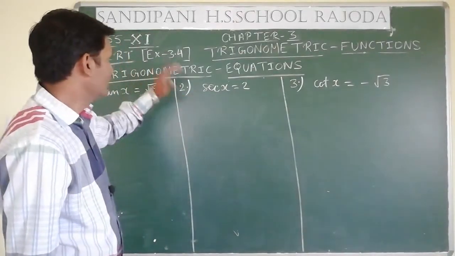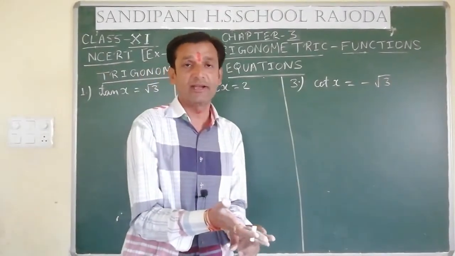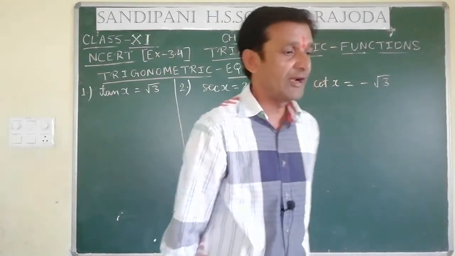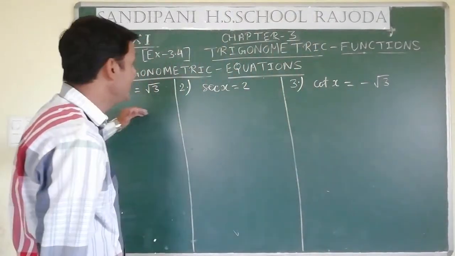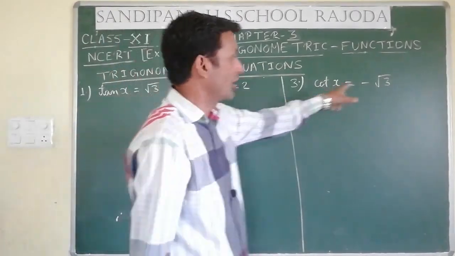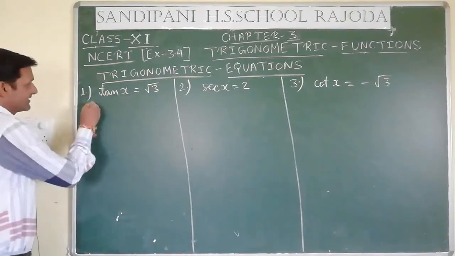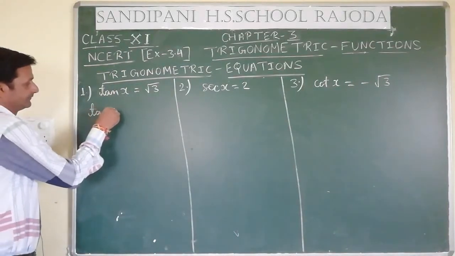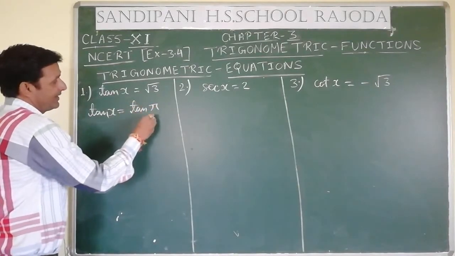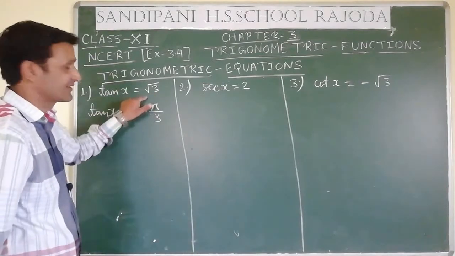See, now in exercise 3.4, as I have told you, principal values and general values, or principal solutions and general solutions. Here we have to find the principal and general solution of these three equations: tan x is equal to root 3, sec x is equal to 2, and cot x is equal to minus root 3. Let us proceed with this. Tan x is equal to tan pi by 3. It is well clear. It is the value of tan 60 degrees.